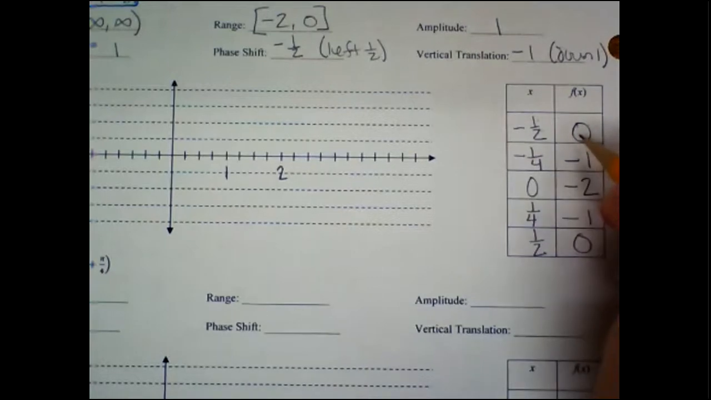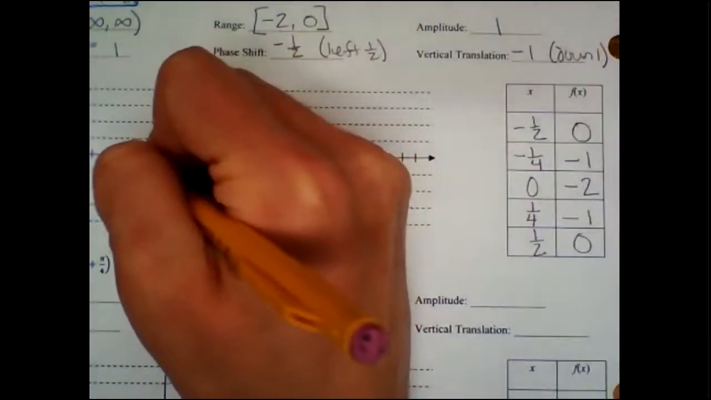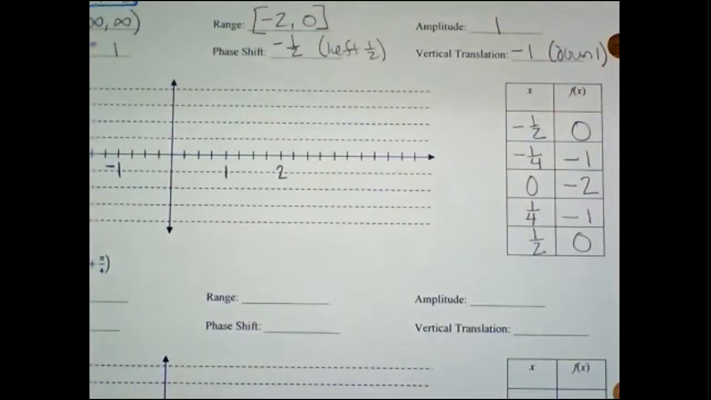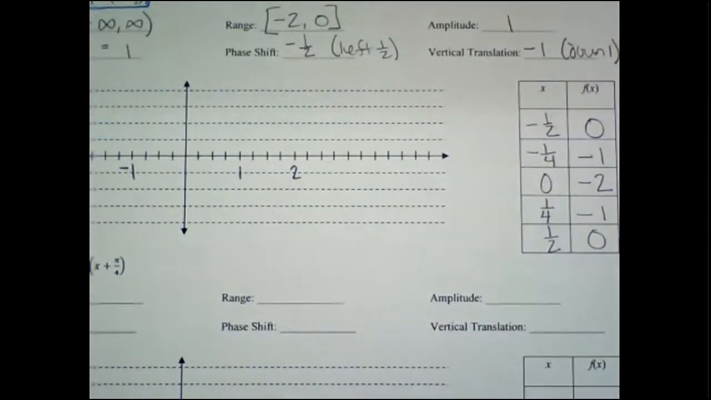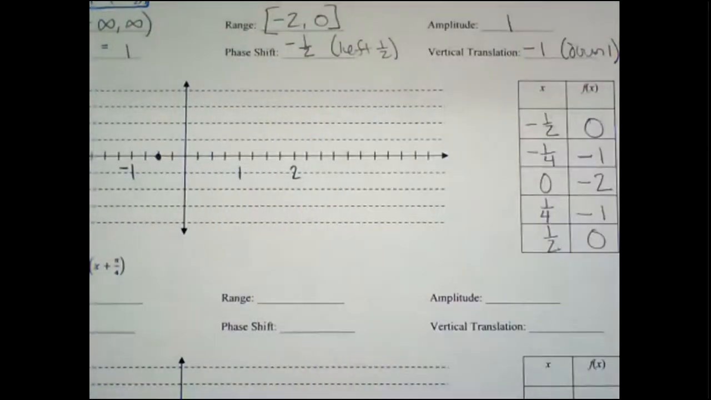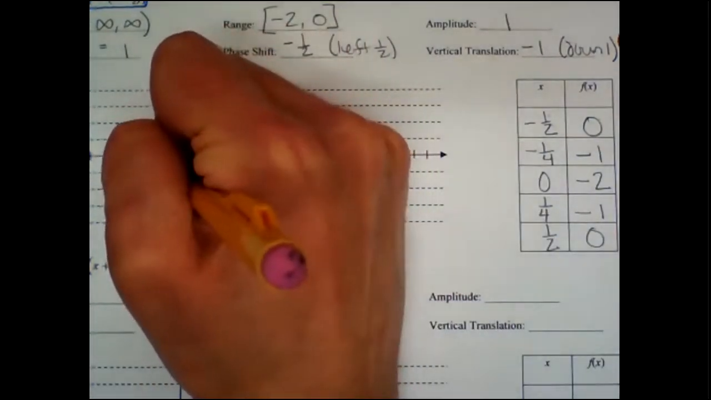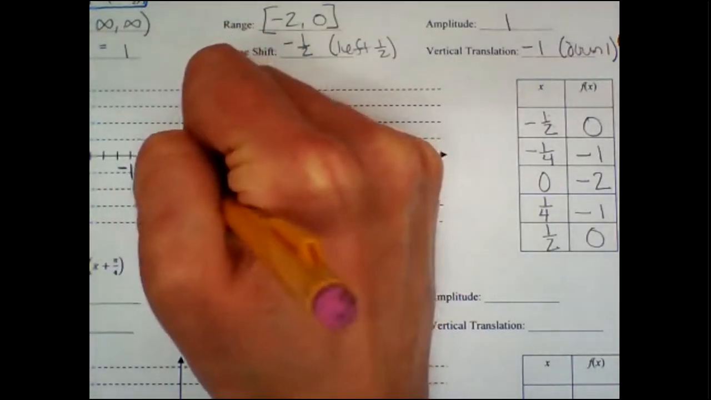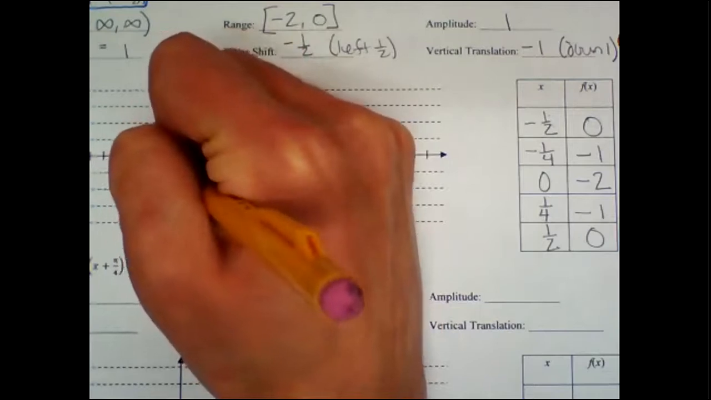All right, and then we're going to plot these. So actually, let me go this way, because I've got some of them that are negative. So this would be -1. So I've got -1/2, 0. That would be right here. And then -1/4, -1. And then 0, -2, and then you're just going to kind of keep that going.